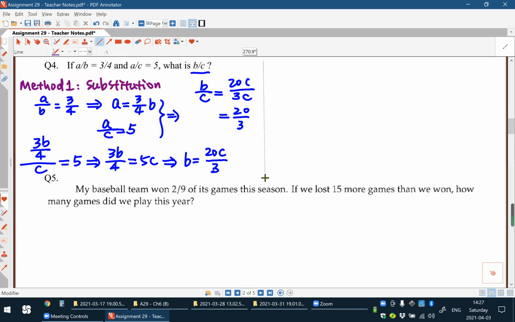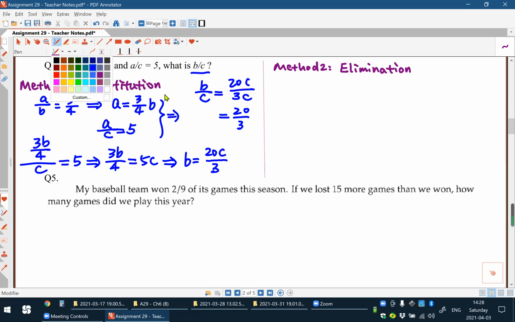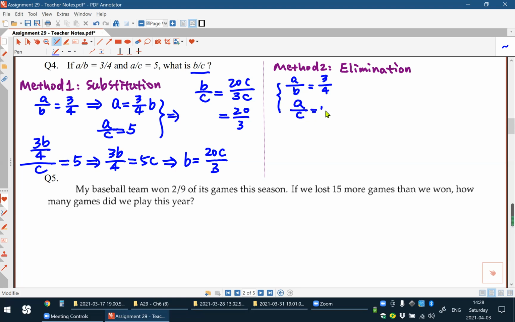Okay, next we can also use elimination method. Okay, method 2. Elimination. Okay, so what does it mean? That means we can start from the two pieces of given information, which is A over B is 3 over 4, right? This is the first equation. Second, we have A over C, which is 5, right?